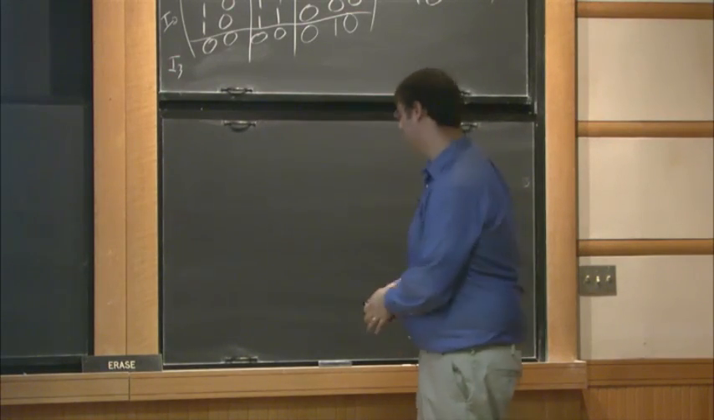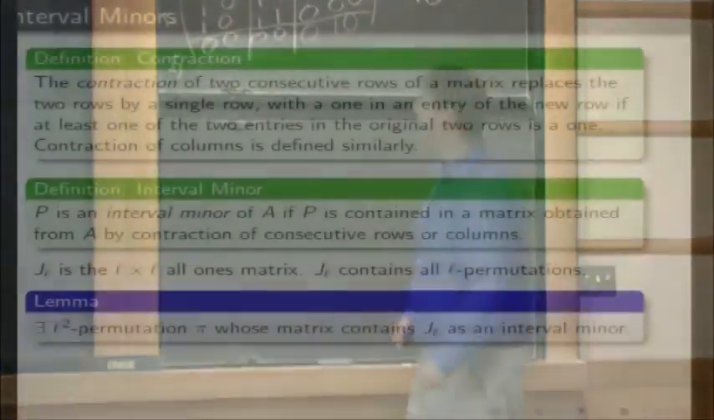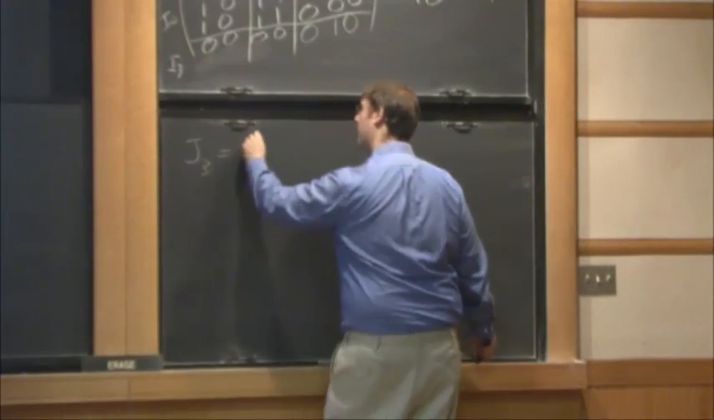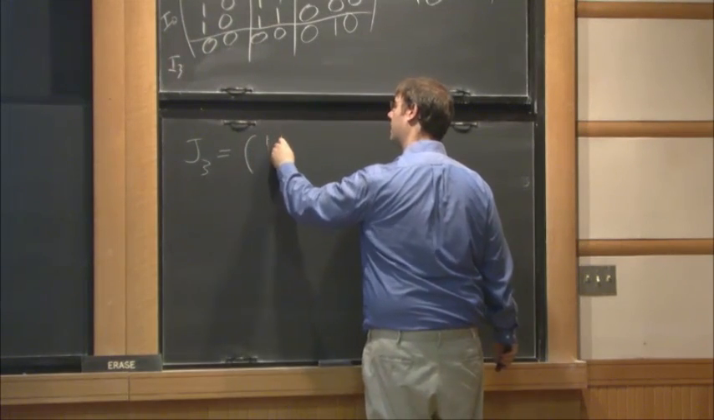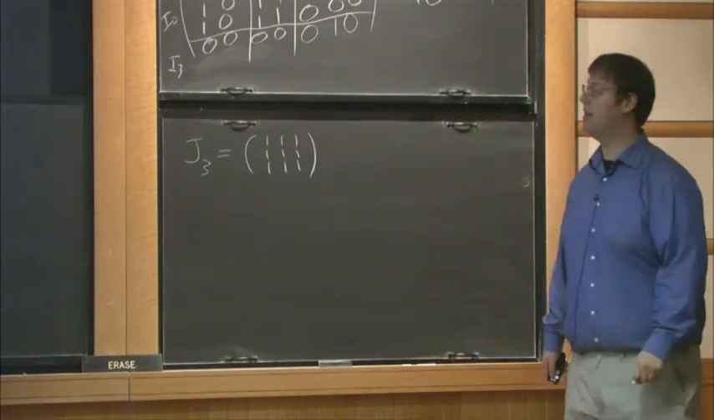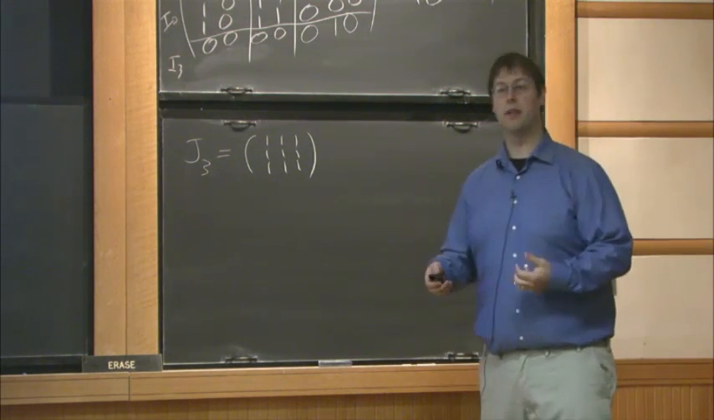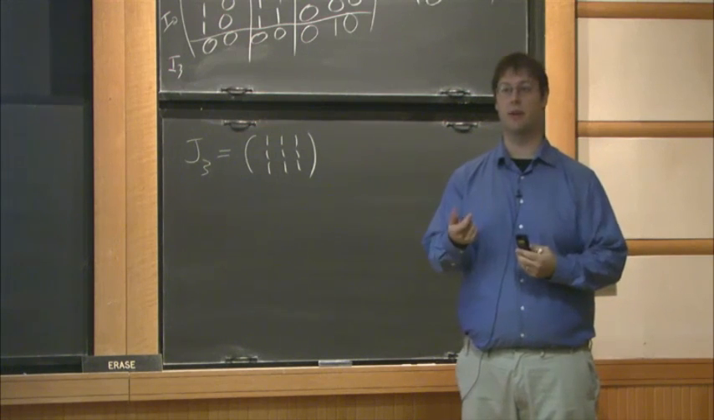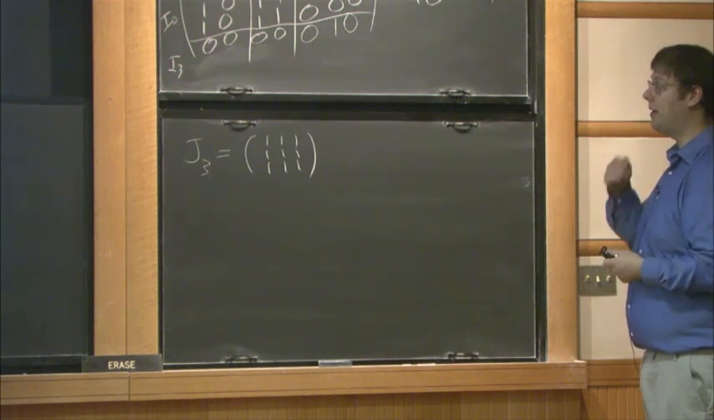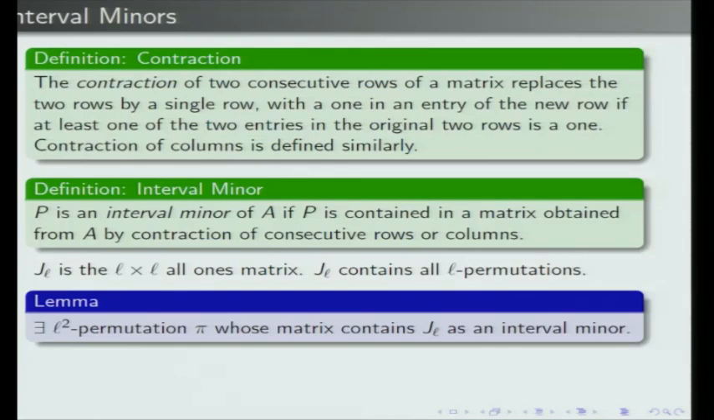Here's a little lemma we'll have next. First, we need to know what the all ones matrix is. We denote this by J_L. Here's an example, J3. It's a 3x3 matrix. In general, it'll be L by L, and it's just all ones. You can see immediately that J_L will contain all the L permutations. Here, I'm using a permutation matrix and its permutation interchangeably. It's very easy to see that J_L contains all the L permutations.